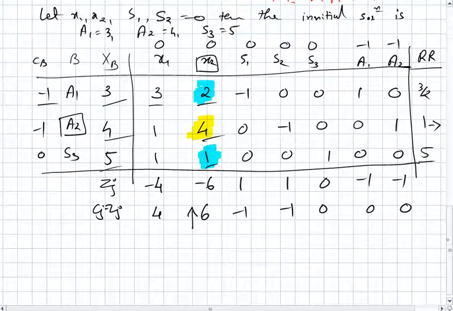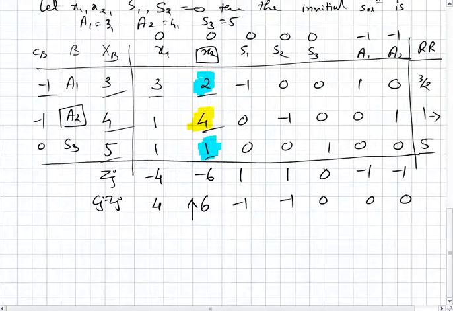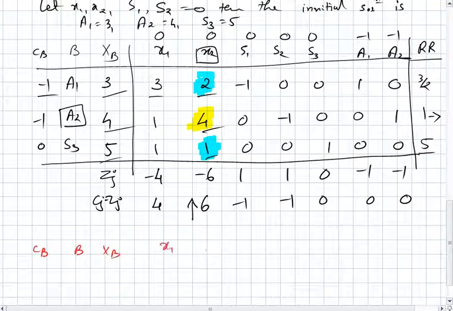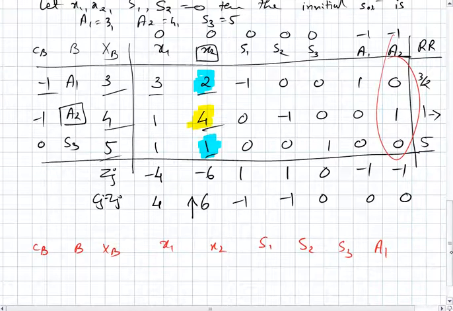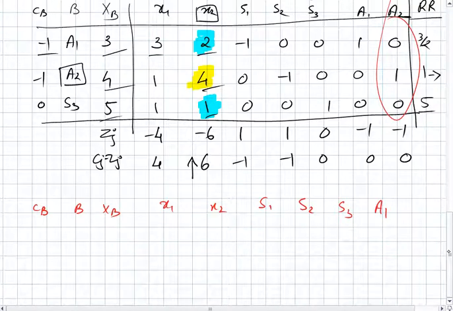So again we have to write down the simplex table: CB, B, XB, X1, X2, S1, S2, S3 and A1. Now we will not calculate a column for A2 because A2 has already left the basis. So in the basis we now have A1, X2 and S3. Their coefficients are -1, 0 and 0.